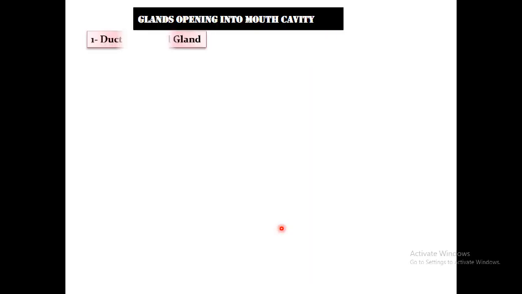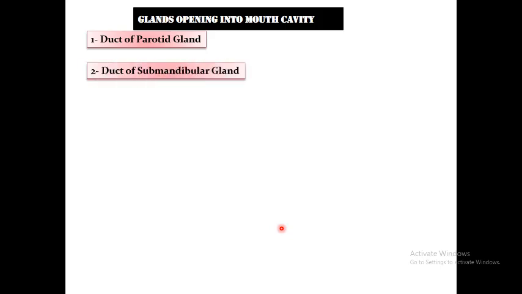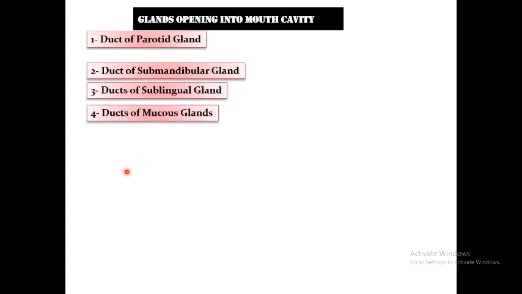Okay, so what are the glands which open in the mouth cavity? We have the ducts of the salivary glands. What ducts? We have the duct of the parotid gland. We have the duct of the submandibular gland. We have the duct of the sublingual gland. And of course the minor mucous glands, which are scattered all around the mouth cavity.